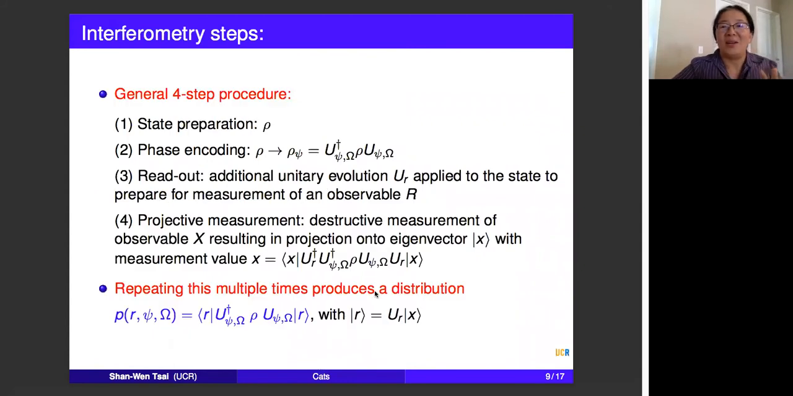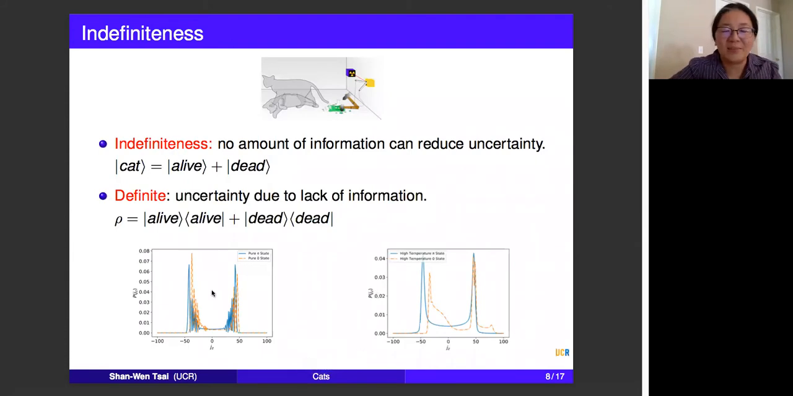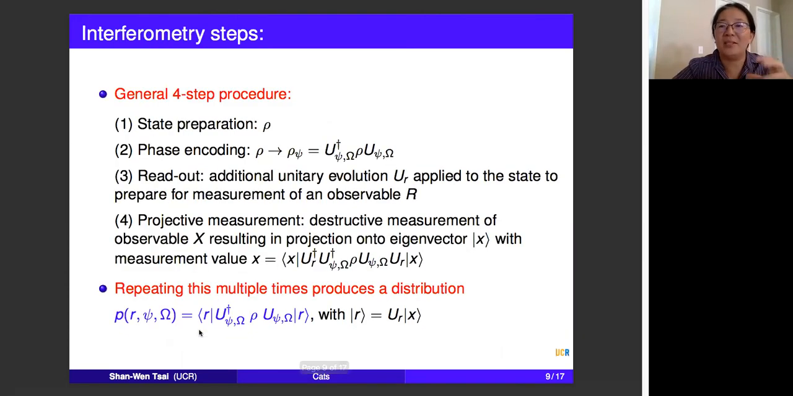Okay. All right, so now maybe let's come back here. And in order to get a measure of this uncertainty, we will probe our system in different ways. So I will subject it to this number of interferometry steps. So the motivation may not be completely clear at this point, but let's consider this procedure.